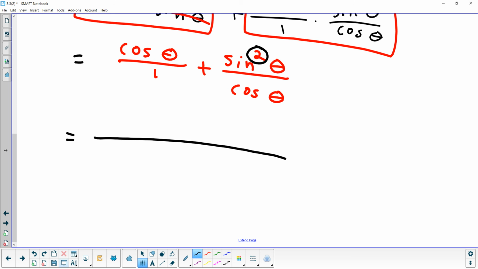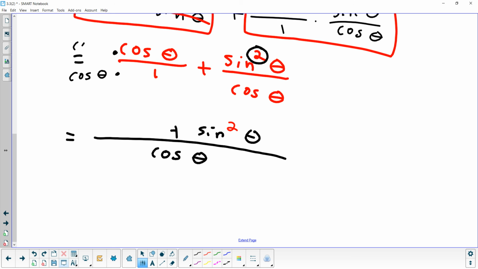All right. What do I get if I multiply 1 times cosine? Yes, cosine. The fraction on the right already has a denominator of cosine, so I don't need to change that one. Okay, it's fine. So let's leave that. But what would I have to multiply top and bottom by in this fraction so that I have a common denominator? Yep, cosine.